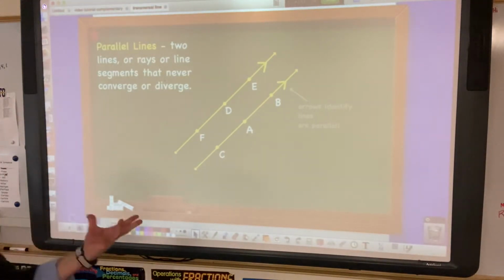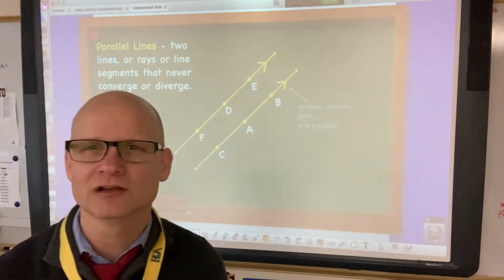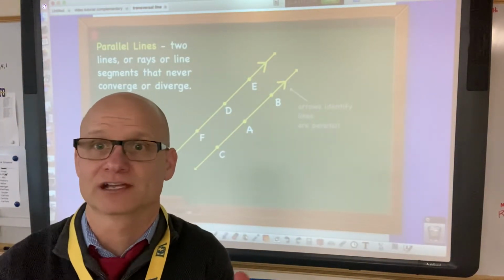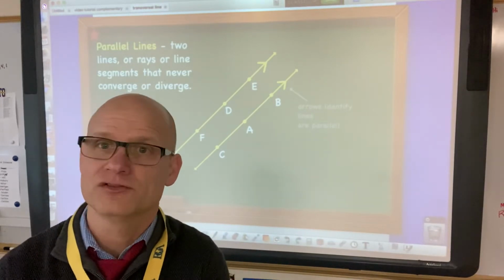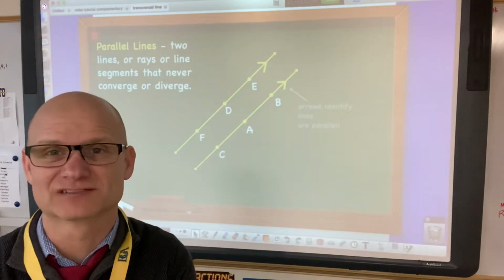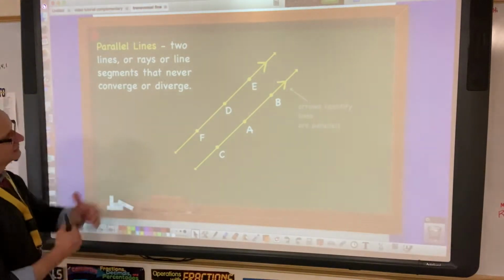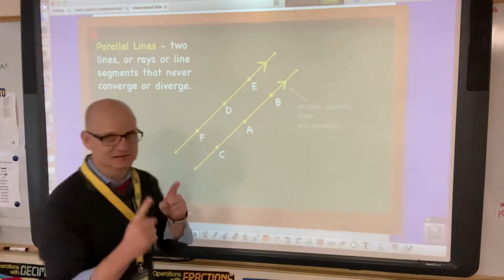Parallel lines. Well, that's something you probably already know, but parallel lines are two lines that never converge or diverge. They never get closer or further apart. They're always the exact same distance from each other. So I've got a little star here about taking this information. Please note this. This is something important.